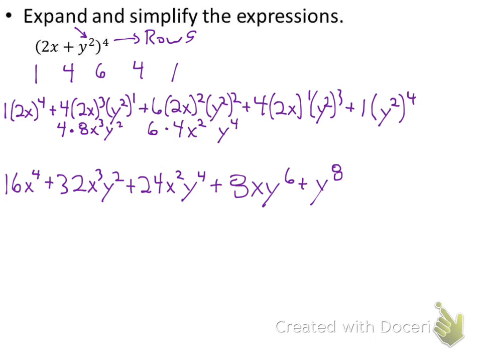Now, this time our x's did count down, and our y's actually increased 2 each time, which makes sense. Instead of increasing 1, it was y squared, so it went 0, 2, 4, 6, 8. Okay, and there's our expansion there.